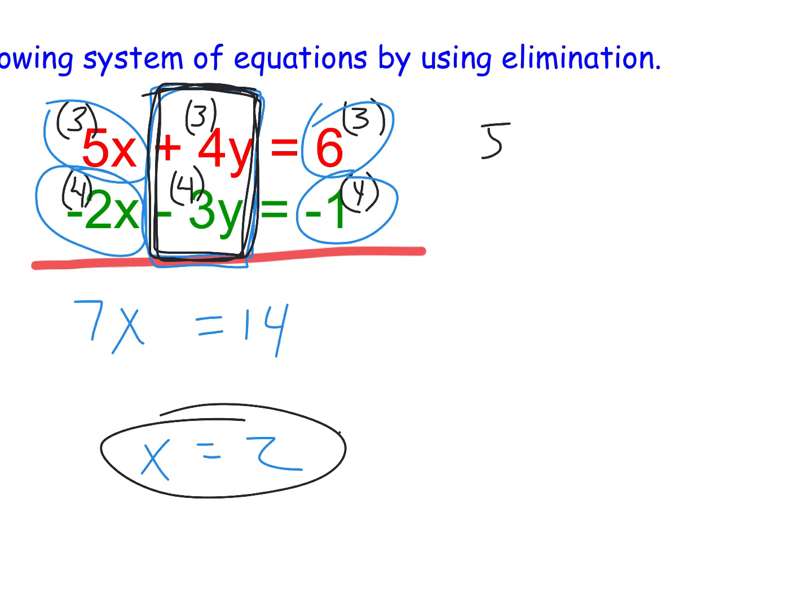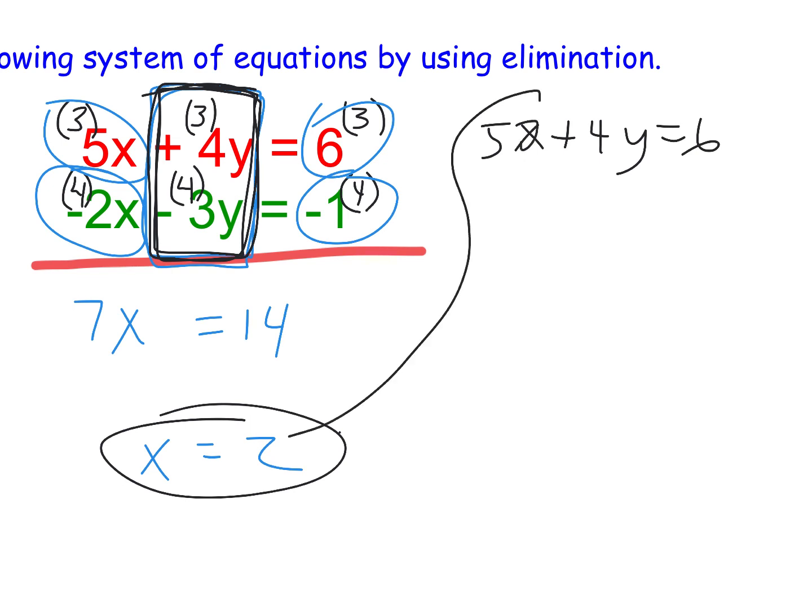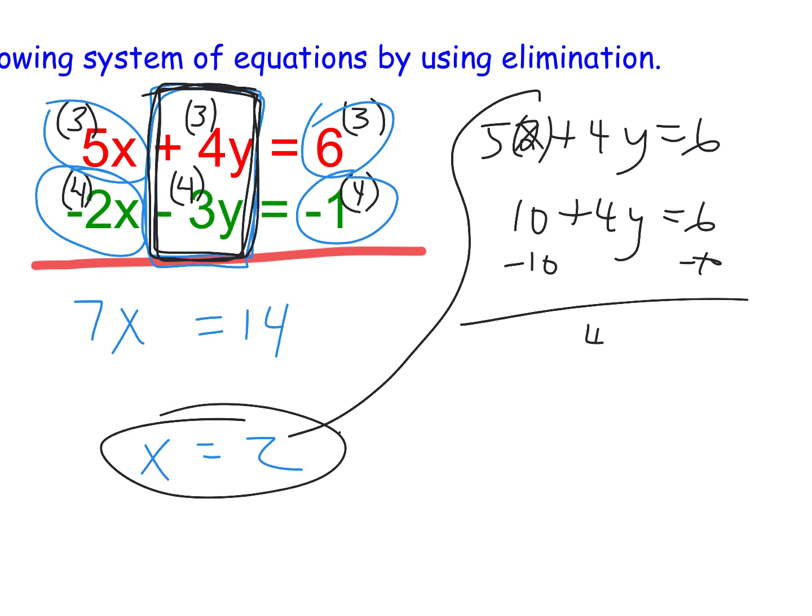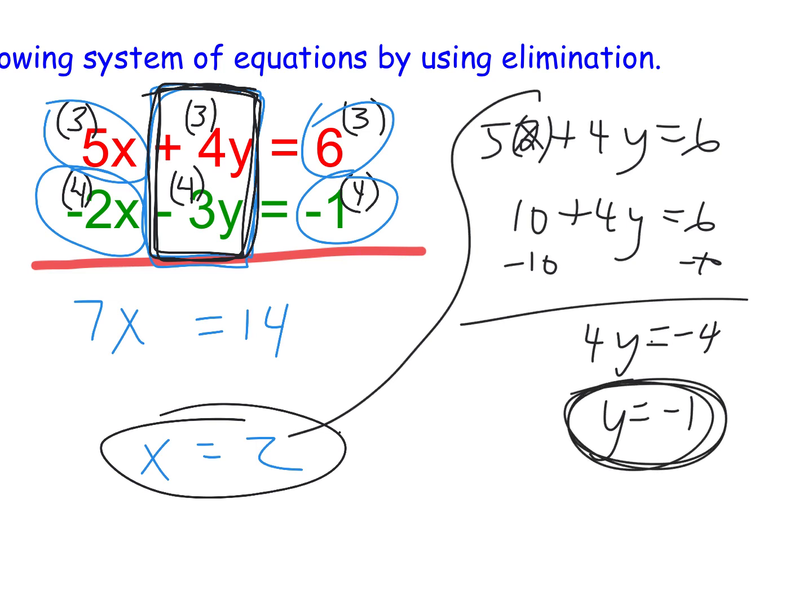I would go 5x plus 4y equals 6. And then I know x is 2, right? So I put the 2 here. So this is 10 plus 4y equals 6. Subtract 10. 4y equals -4. Oh, y equals -1. It takes some extra time, but I think you'd be able to stick 2 in the equation. You can put it in either equation and it would work.